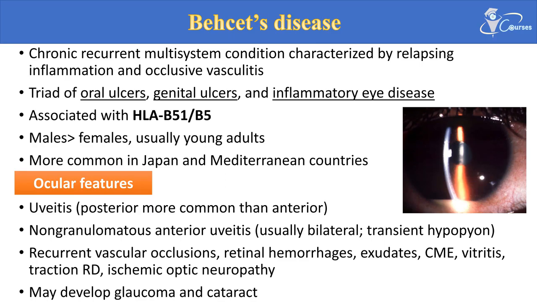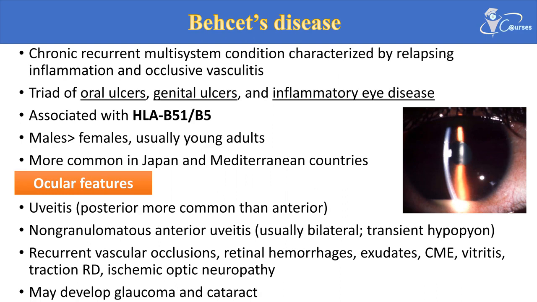What will be the diagnostic triad? It will be oral ulcers, genital ulcers, and inflammatory eye disease. So if we are suspecting a patient with Behçet disease, we need to inquire about the history of oral ulcers and genital ulcers. Associations with HLA-B51 and B5. This has also been asked very frequently in the exams.